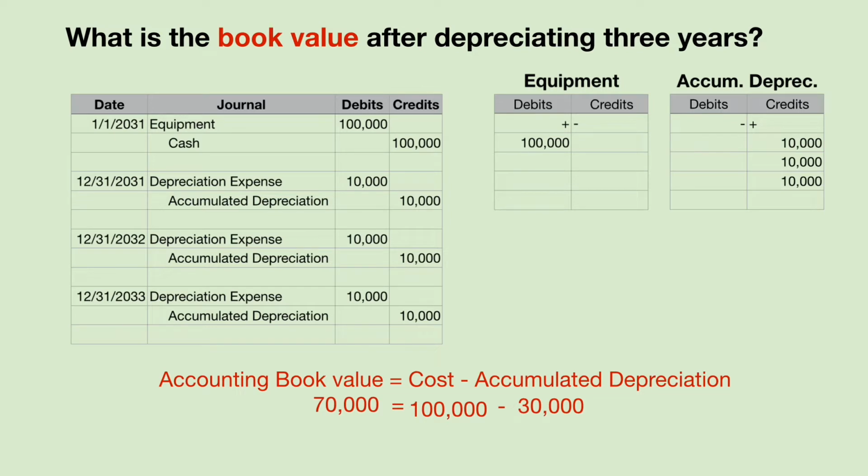Continuing with our warm-up, you see that we have been depreciating this equipment for $10,000 a year. Now, if we were planning to use this equipment for 10 years, that would be 10% per year. And after 3 years, the balance in accumulated depreciation would be $30,000. That would make the book value equal to $70,000. But the market value could be something higher or lower. Don't confuse accounting book value with market value.